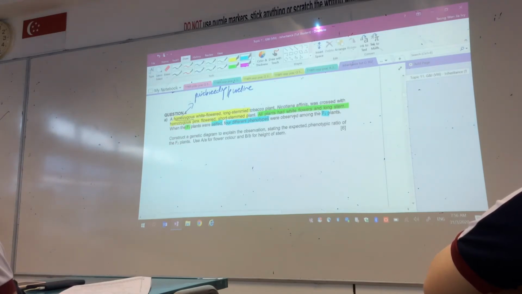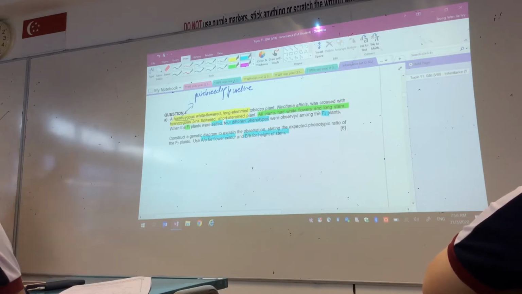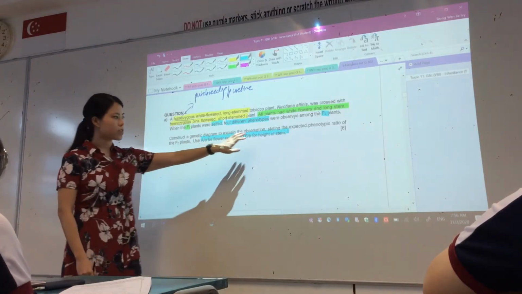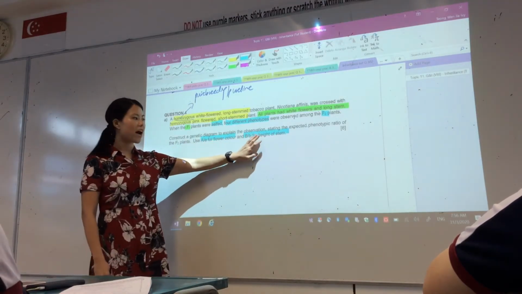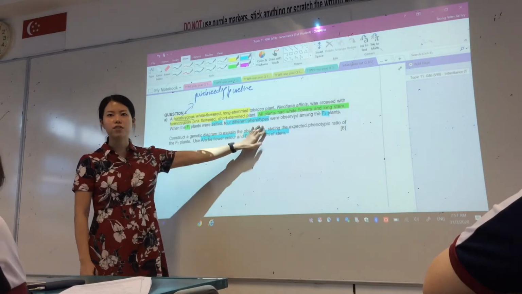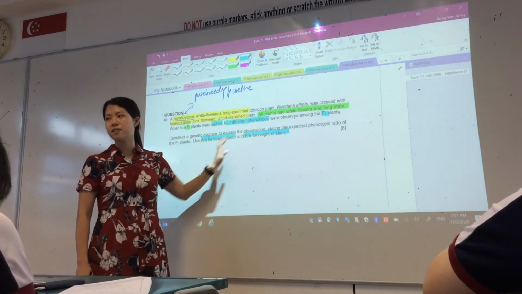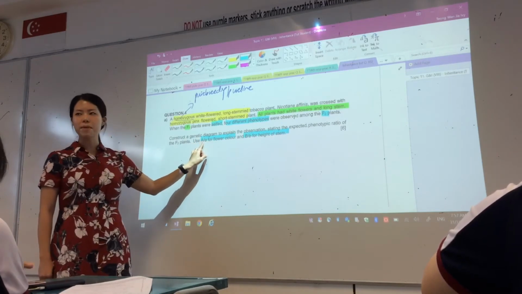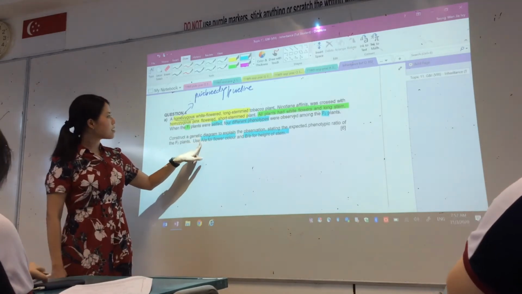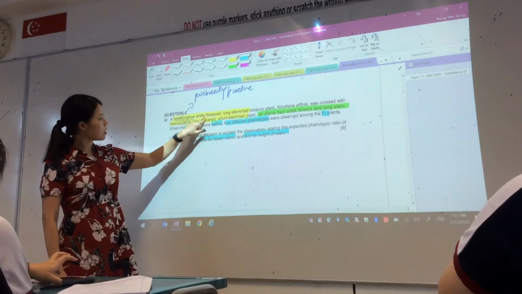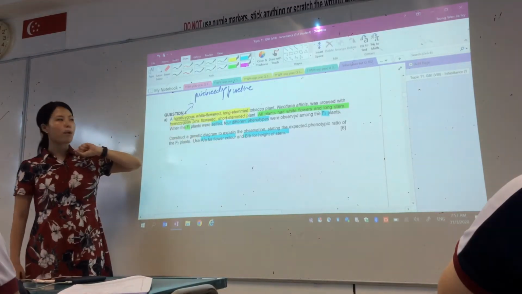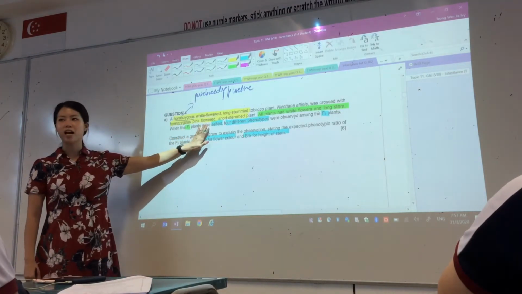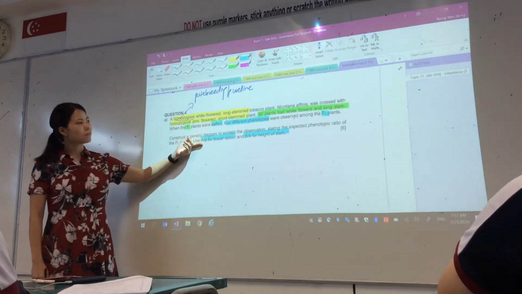Alright, for the symbol, there are 2 gene loci. The first gene locus is gene A for flower color. The second gene locus is gene B for height of stem. Two different gene loci for 2 different characteristics. Now how do you know which is the dominant allele? Is it the allele for white flowers, or is it the allele for pink flowers? How do you know?